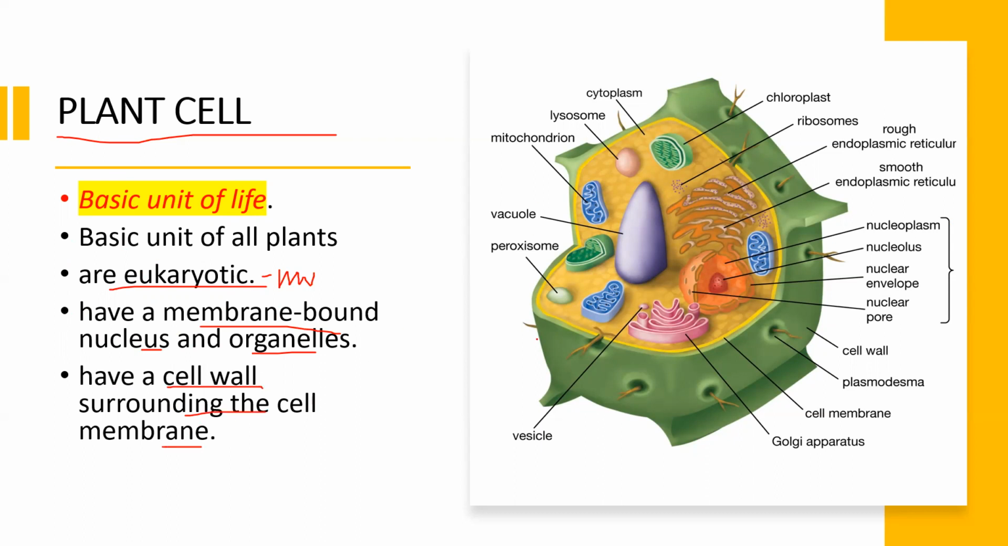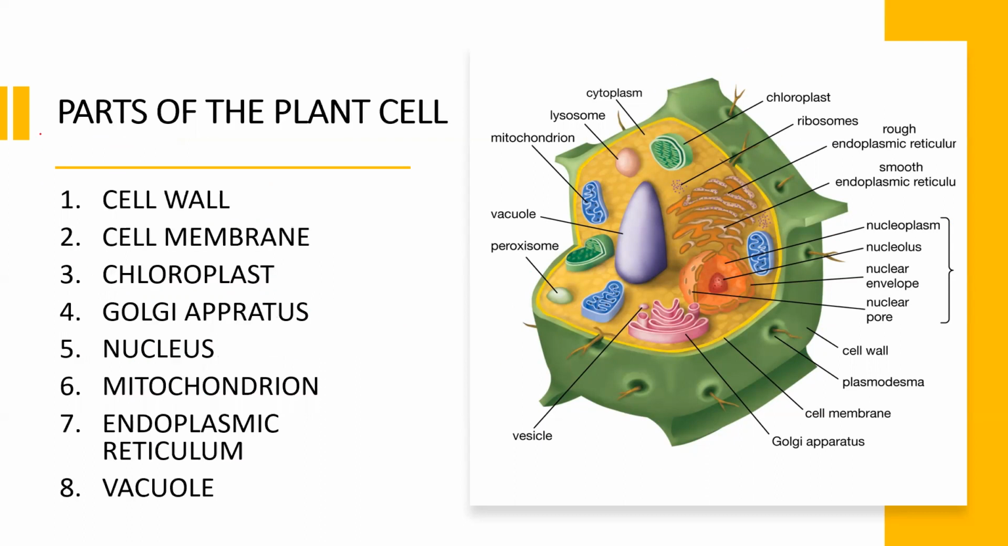So isa-isahin natin kung ano ang mga parte ng cells natin. So, what are the parts of the cell? We have the cell wall, the membrane, the chloroplast, the Golgi apparatus, the nucleus, mitochondrion, endoplasmic reticulum, and the vacuole. All of these things will be discussed. Lahat ng mga ito ay elaborate natin upang sa ganon ay mas maintindihan natin yung ibig sabihin. Okay?